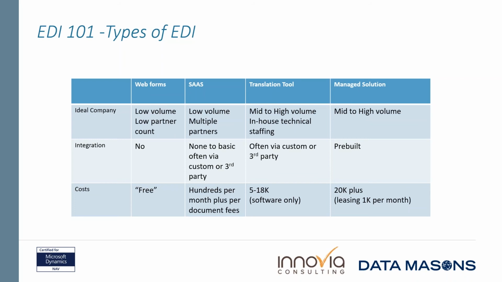In the middle there, you do have the translation tool, which would be for folks that want to build their own solution. And then off to the right, a managed solution, which is where I think Data Masons would best fit, although we can actually enable folks that want to build their own. And so this tends to be for, quote unquote, medium to high volume.